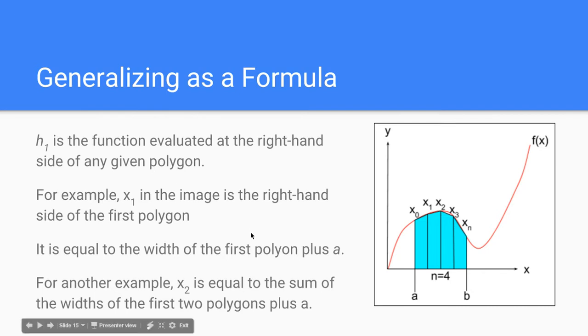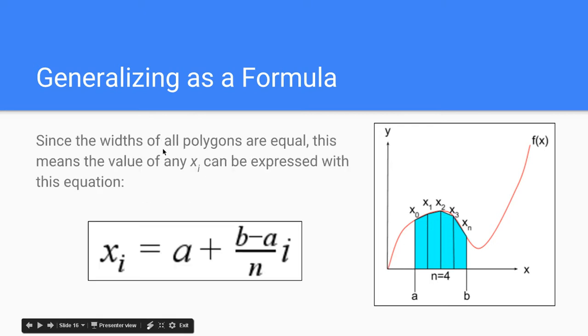It is equal to the width of the first polygon plus a. So for x1, you take a and add the width of the first polygon and you get to x1. For x2, you would take a and add it to the width of the first 2 polygons. If we wanted x3, we would just take a and add it to the width of the first 3 polygons. Since the widths of all polygons are equal, since we're dividing this into equal parts, the value of any xi can be expressed with this equation: xi equals a plus (b minus a) divided by n times i.